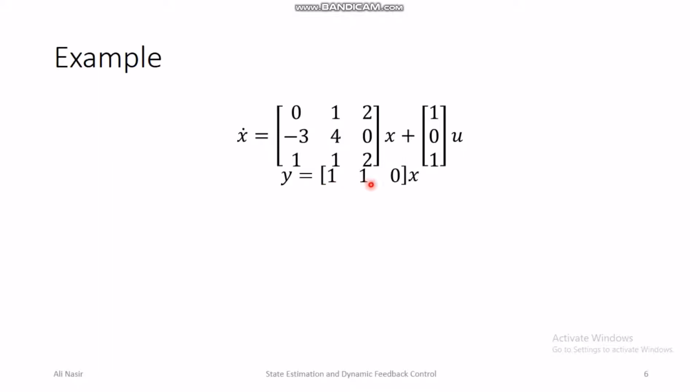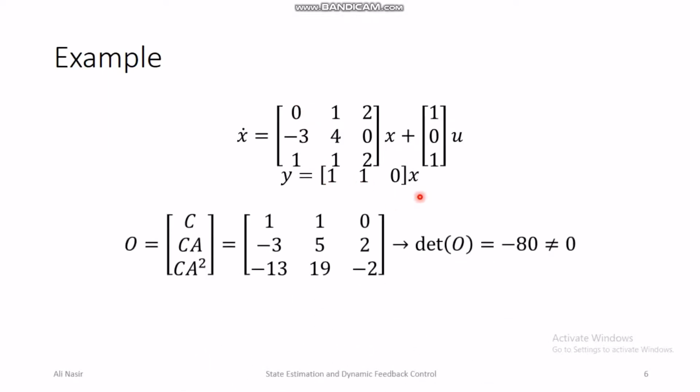So using the sum of x1 and x2, is it possible to determine all three states x1, x2 and x3 or not? This is very practical and useful information, that you need to find out whether it is possible to determine all three state variables using the measurement of only x1 plus x2.